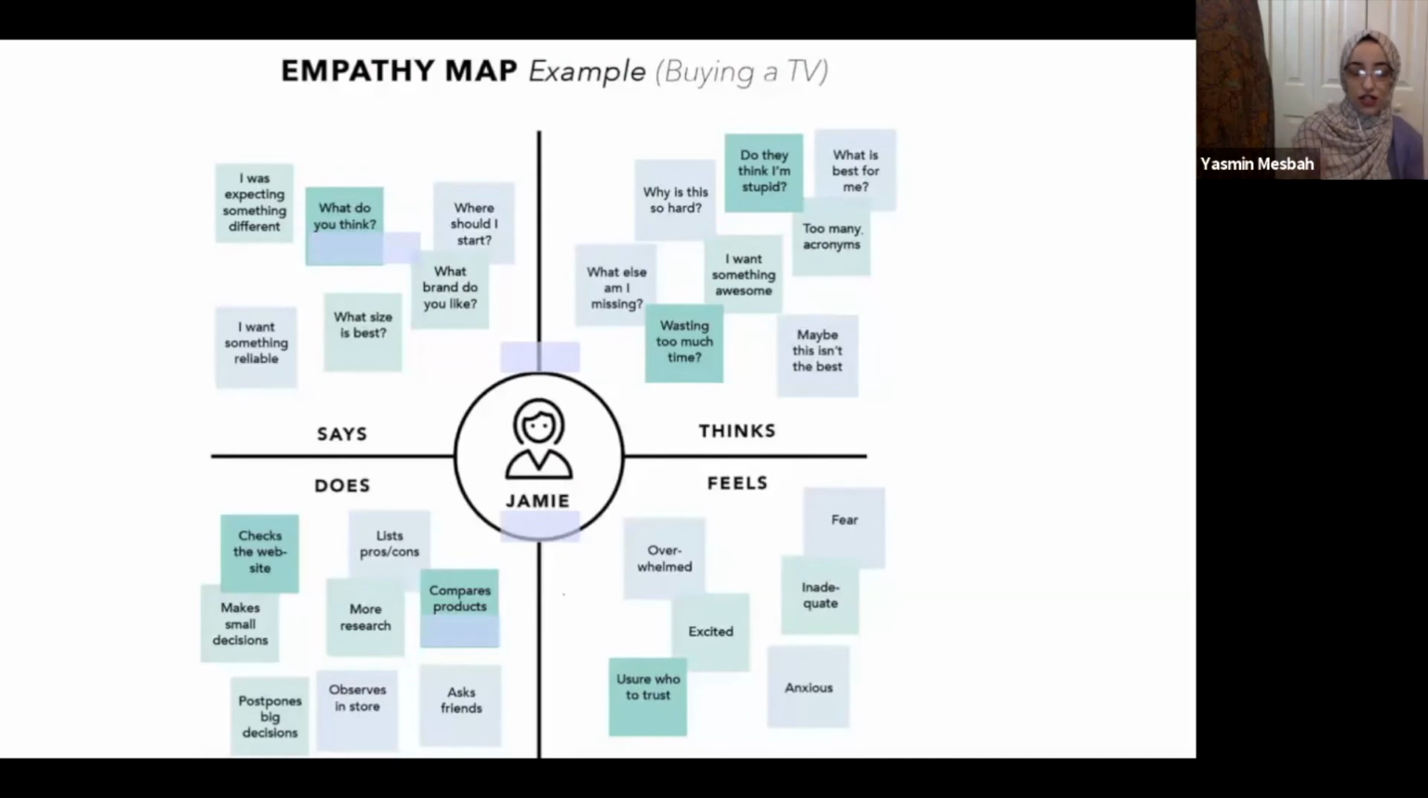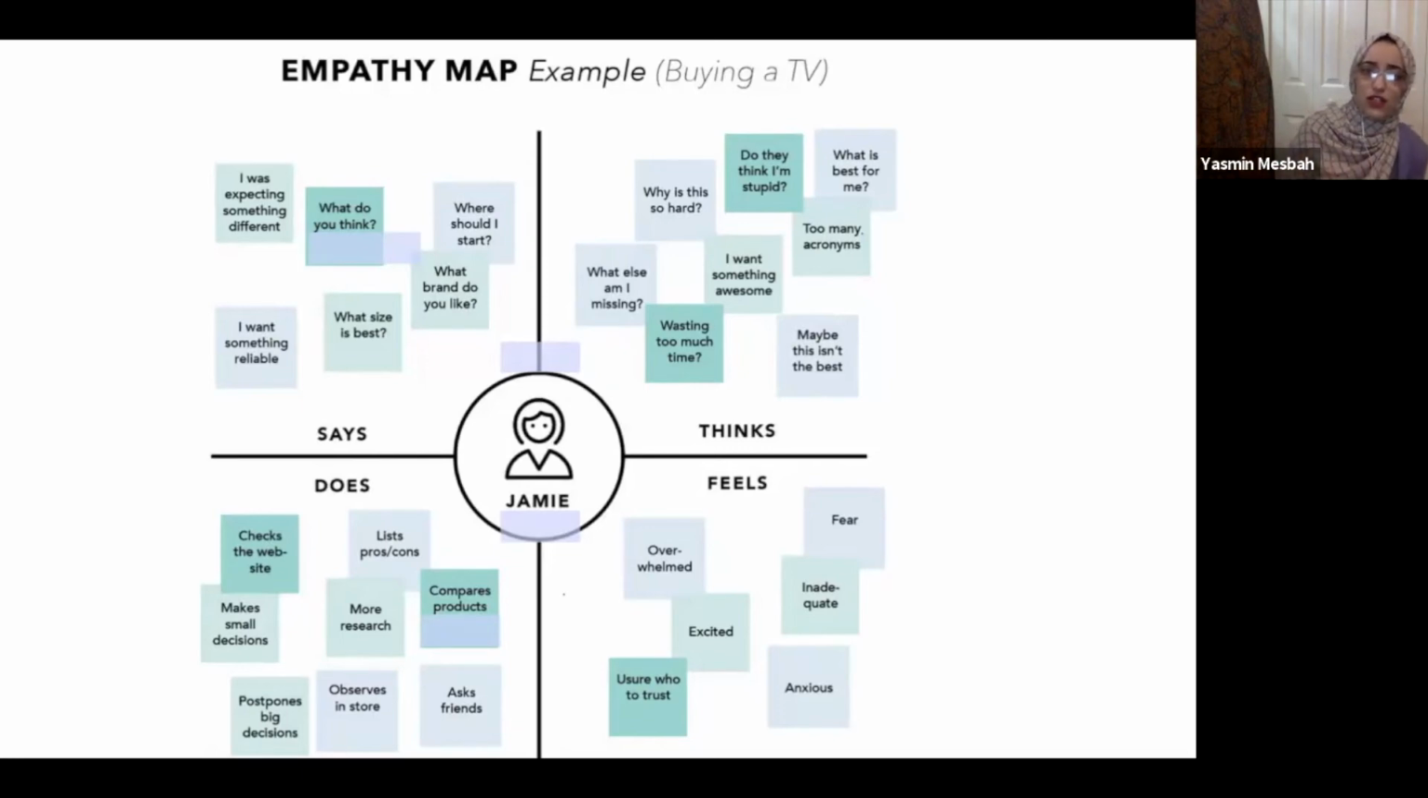So Jaime said that she wants something reliable. She is looking for the best size. She was looking for something different from what she already has, right? But then she was also thinking, right? She was saying, what is the best for me? There are just too many options. I don't know what to do. So those are some of the things that she was thinking about as she buys a new TV.